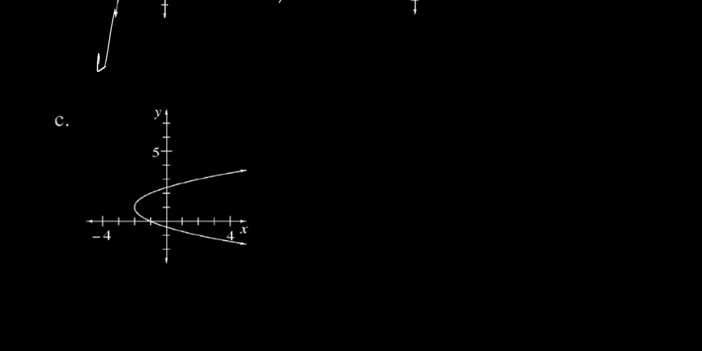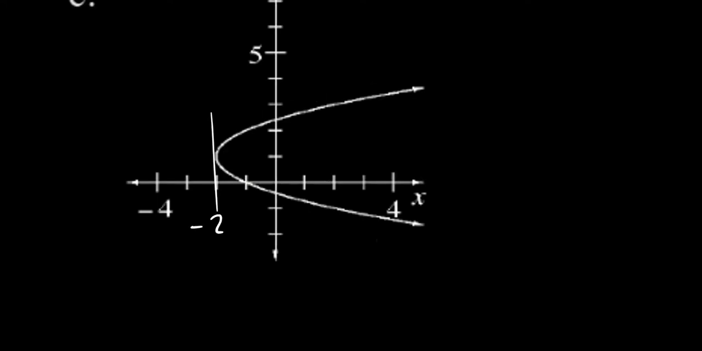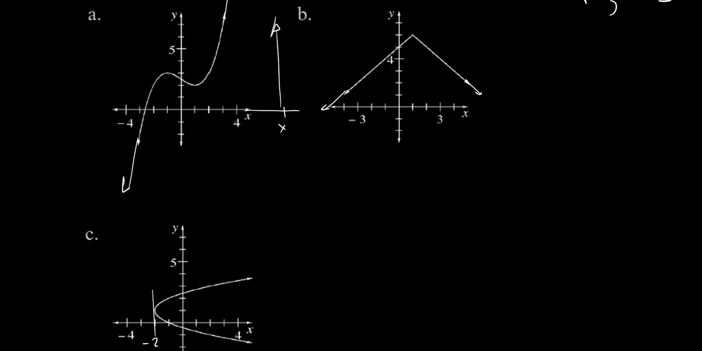C does not have a domain of all reals, does it? Because you can see the smallest value in C's domain is like the number -2. So C, I would not say its domain is all reals, but A and B have domains of all reals.